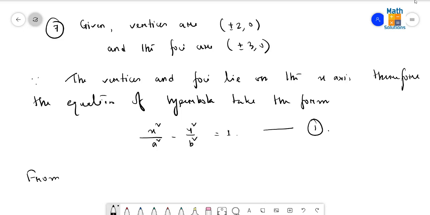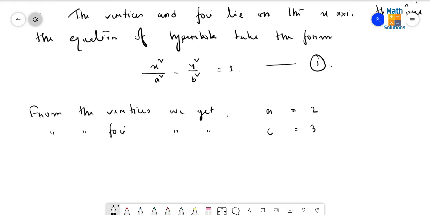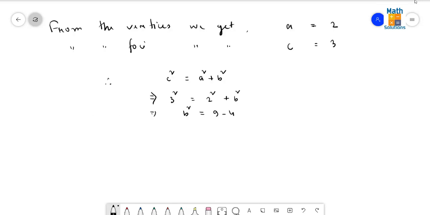Now from the vertices we get a as 2. Then from the foci we get what? C is equal to 3. So what is not there is b. Therefore, of course, we have to proceed with the relation c square equals a square plus b square. So put the known values here. It is 3 square. So c square is 2 square plus b square. So what result for b square do we get here? 9 minus 4. Yes or no? So 9 minus 4, the result will come as b square equals 5.